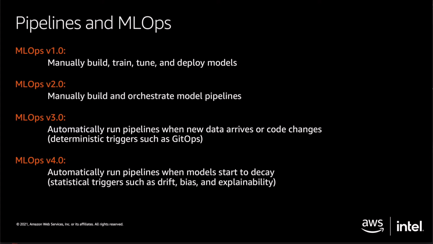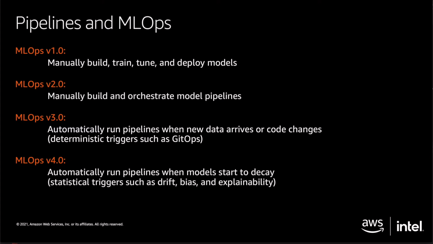When we're coming to MLOps 3.0, we're able to automatically run those pipelines using, for example, a GitOps trigger, meaning we can re-trigger a new pipeline execution when code changes or even new data arrives.